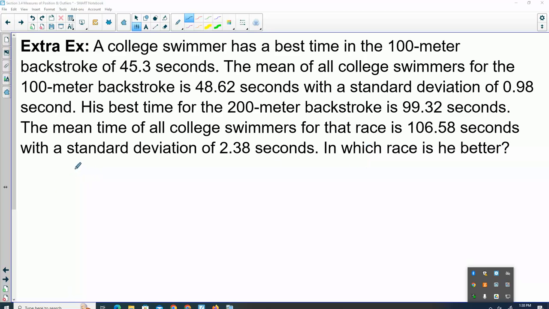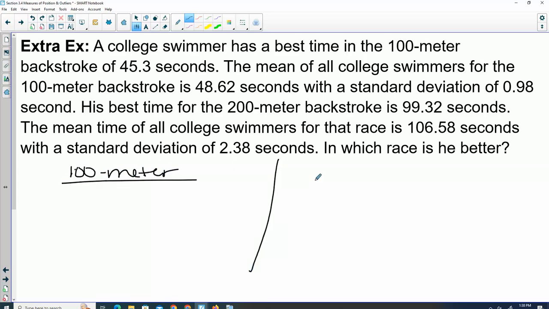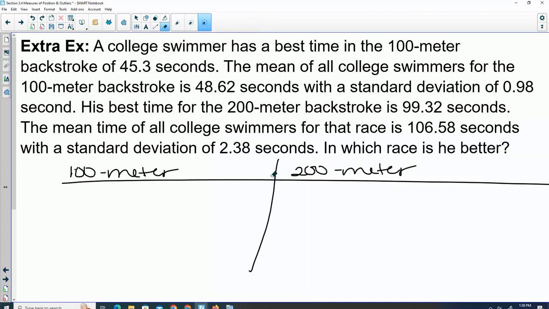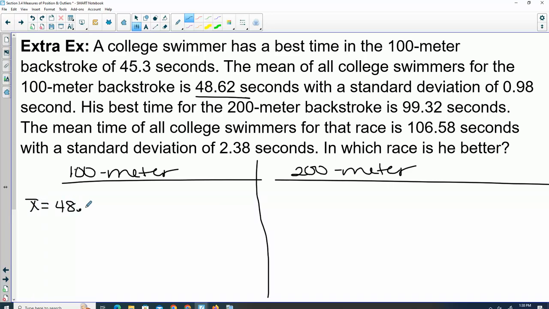So we have the 100 meter and the 200 meter. Okay, if we organize our information a little bit. So in the 100, the mean is 48.62.